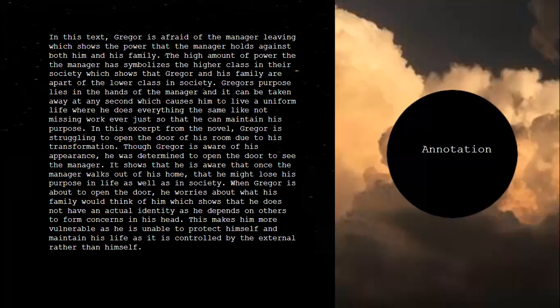So in this text, Gregor is afraid of the manager leaving, which shows the power that the manager holds against both him and his family. The high amount of power that the manager has symbolizes the higher class in their society, which also shows that Gregor and his family are part of the lower class in society.